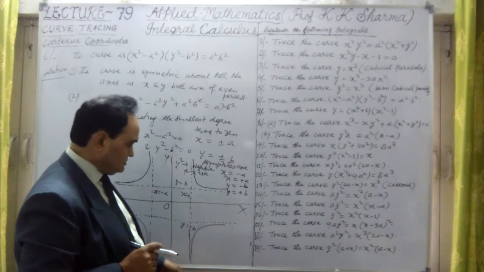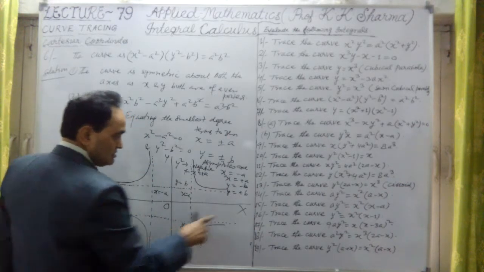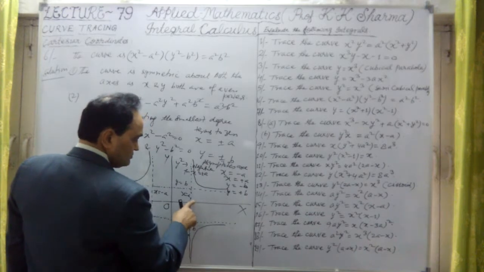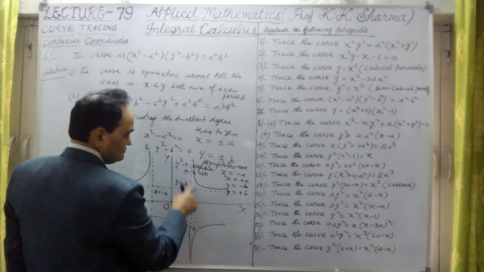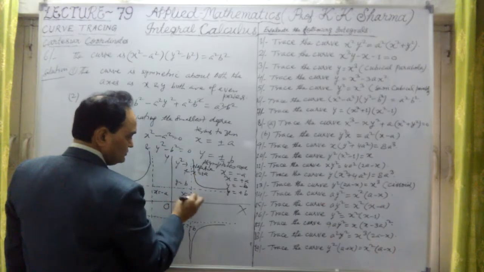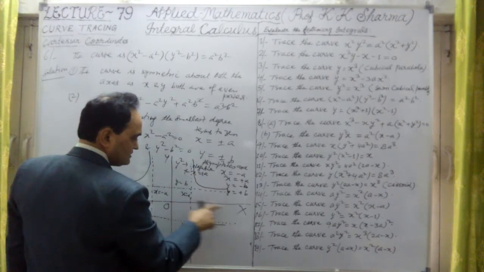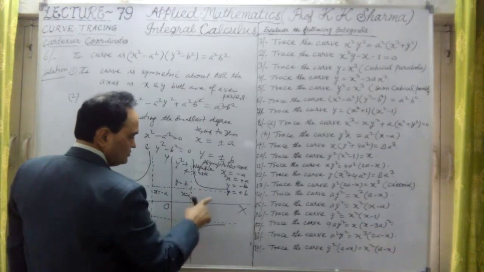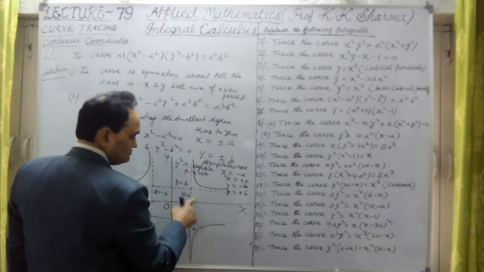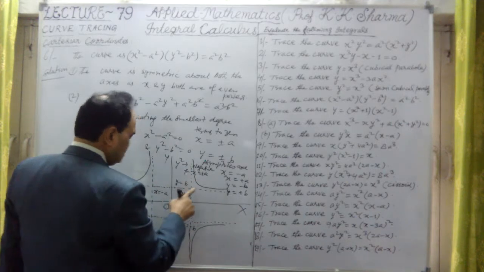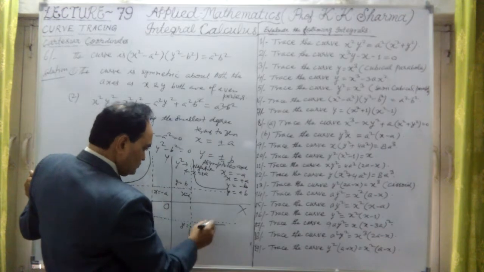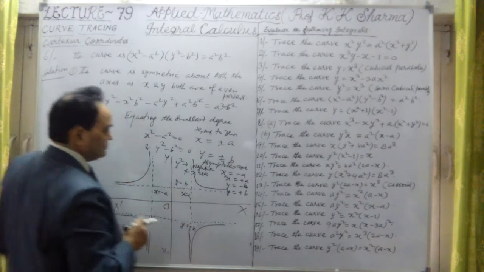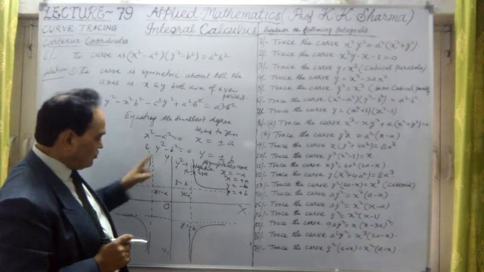So the asymptotes in this case are this: when x is increasing from a to infinity, then y is from 0 to infinity. Y tends to infinity when x tends to a, or from 0 to a. If it is 0 to a here, then y tends to infinity from b to infinity. So this is how this figure looks. Tracing of the curve of question number 6 is of this kind.